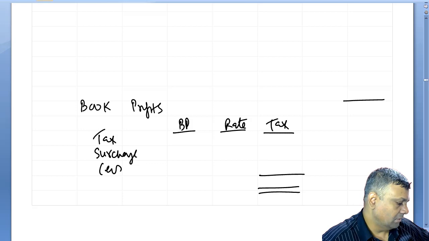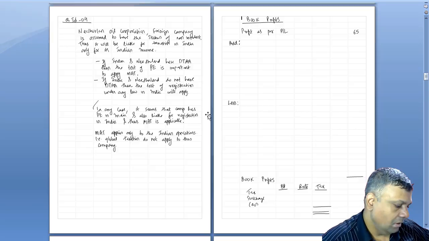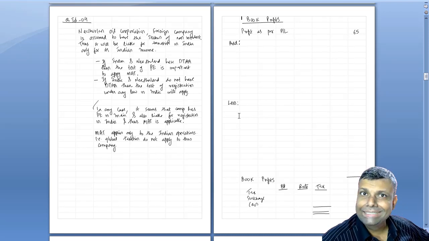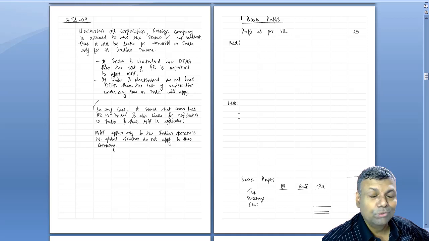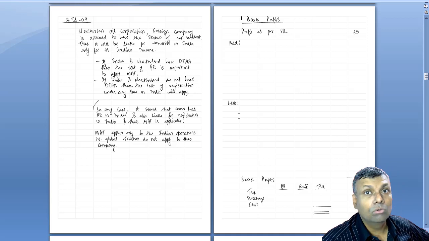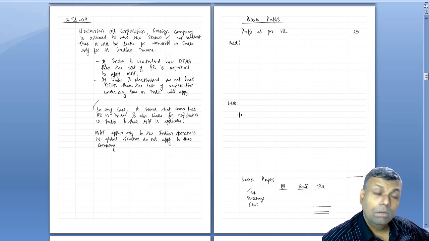And this is your structure of the answer. Have a look at it. We start with the profit as per P&L, do the add and less adjustments as per the format of the MAT, because those adjustments are already defined by law under section 115JB, and we have to use those provisions, which we have been doing even for the earlier questions, friends. And then you get the book profits, you multiply with the rate. Here you have to remember one more thing. Because it is a foreign company, your MAT rate will be the normal MAT rate only.